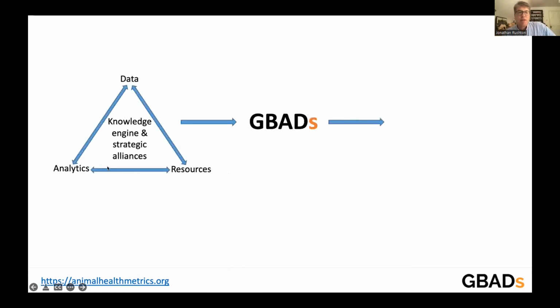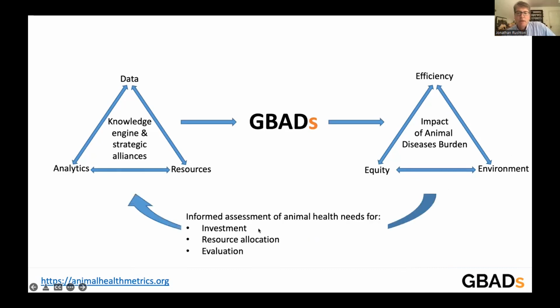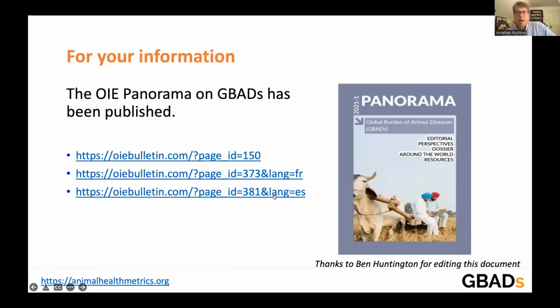So in summary, we're bringing together data, analytics, and resources to develop a knowledge engine that allows us to think more carefully about the burden of animal diseases in terms of economic efficiency, social equity, including gender, and also the impacts on the environment. So we can make better judgments with regards to how we invest money in animal health, how we allocate that money in terms of priority issues, and also how we evaluate those particular interventions to make sure we're getting the best outcomes.